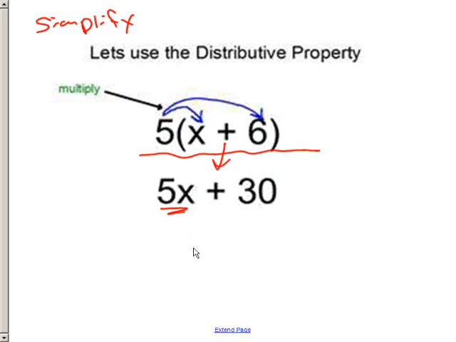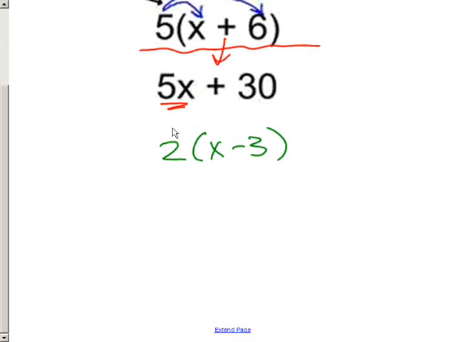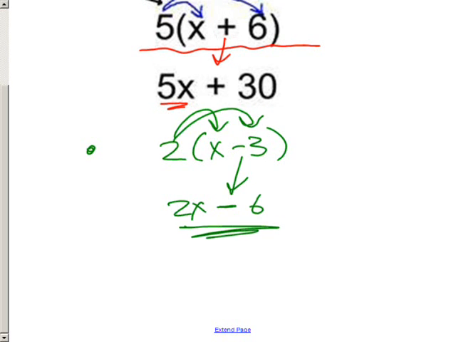Let's try one more, but a subtraction problem. So if I ask you to simplify 2 times x minus 3, what would that look like? Go ahead and write this problem down. Do it with me. You're going to do 2 times x, or 2x. And then because this is subtraction, you're going to bring that down, minus 2 times 3. So this is your simplified answer, 2x minus 6.